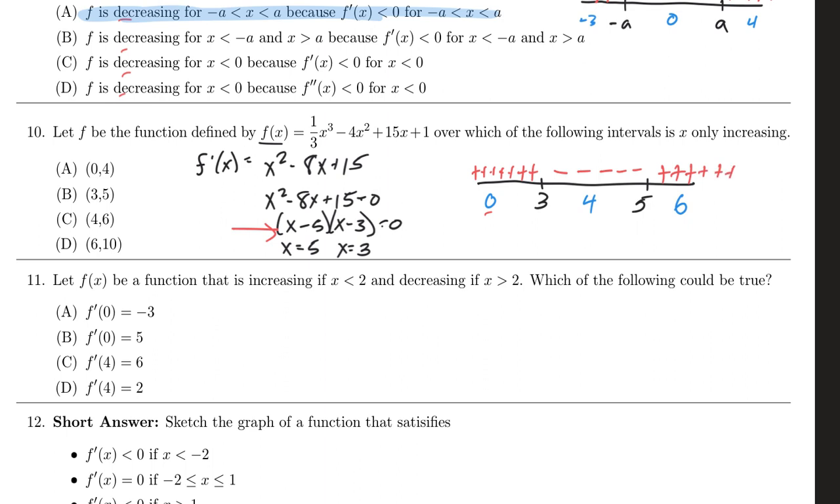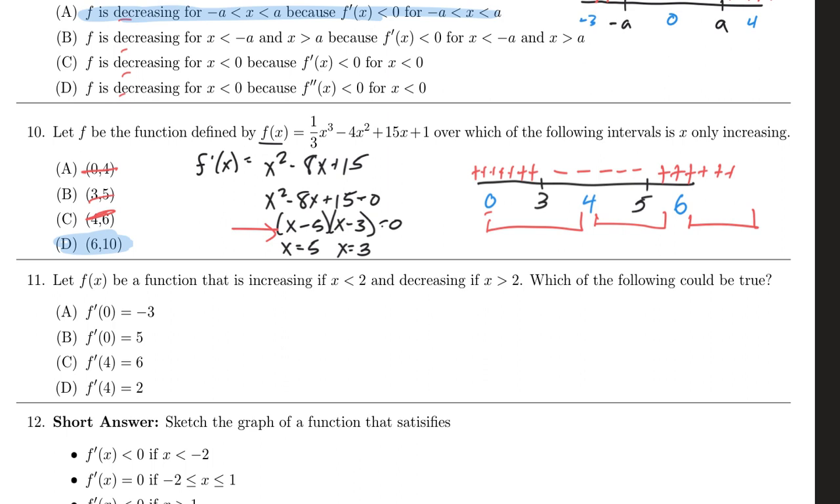All right, so when is it only increasing? 0 to 4 would be from here to here, and it kind of crosses the interval, so it's not only increasing in that interval. All right, so that's out. 3 to 5, it looks like it's decreasing, so that's out. 4 to 6 would cross between these intervals, so that's some decreasing, some increasing, so that's out. 6 to 10 is just in this far right-hand interval, so that is our final answer. All right, so our final answer is 6 to 10 is when it's only increasing.